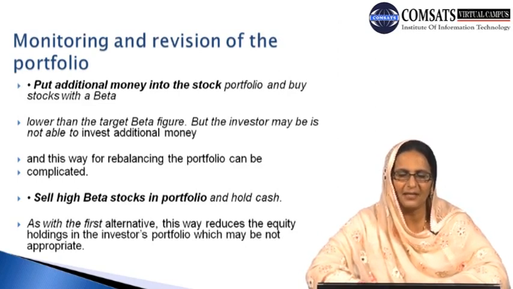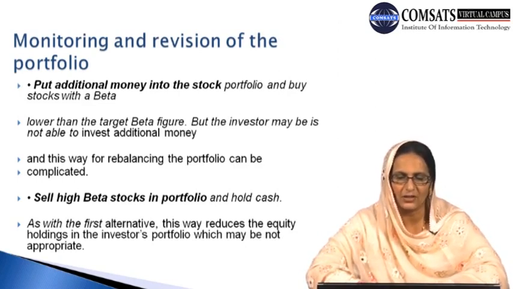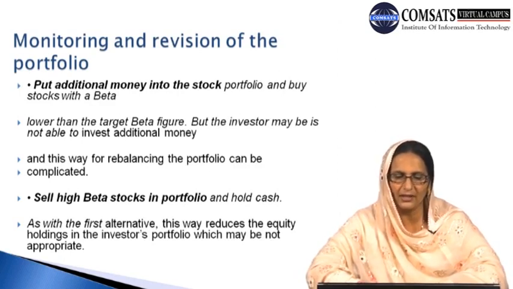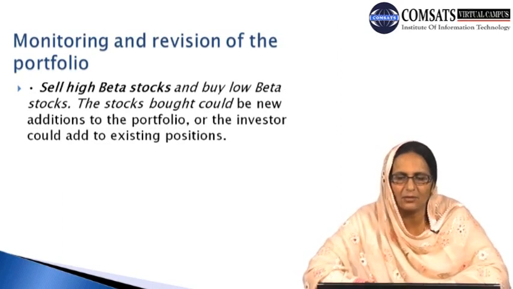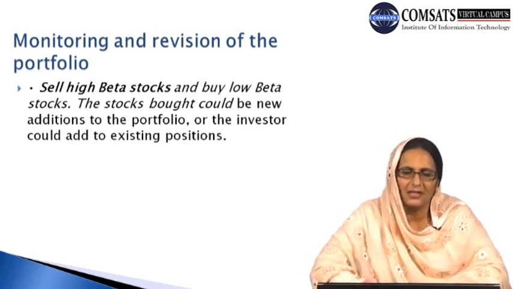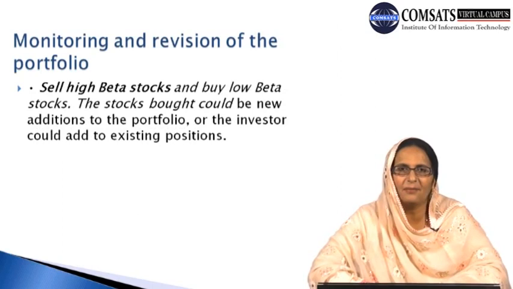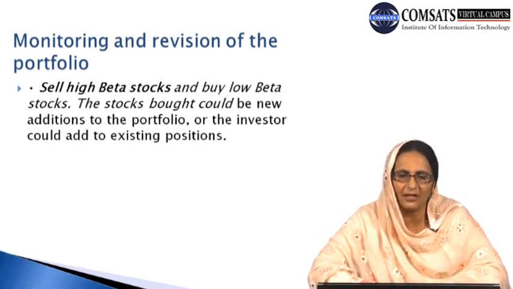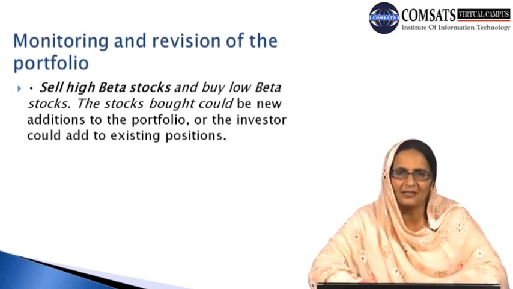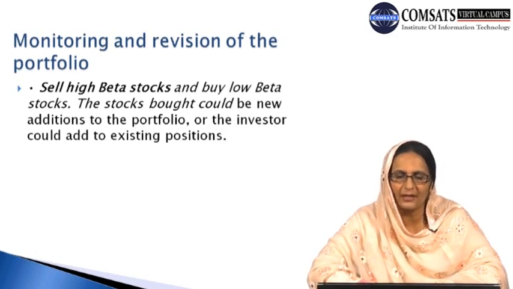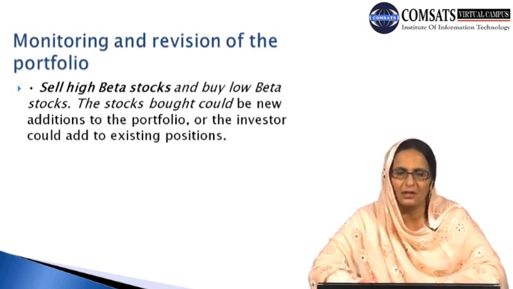Then sell high beta stocks in the portfolio and hold cash. As with the first alternative, this may reduce the equity holding in the investor's portfolio, which may not be appropriate. Sell high beta stocks and buy low beta stocks. This is another important way with the help of which the portfolio can be revised, or we can readjust and rebalance our beta. That is, the high beta stock should be sold and the low beta stock should be bought.